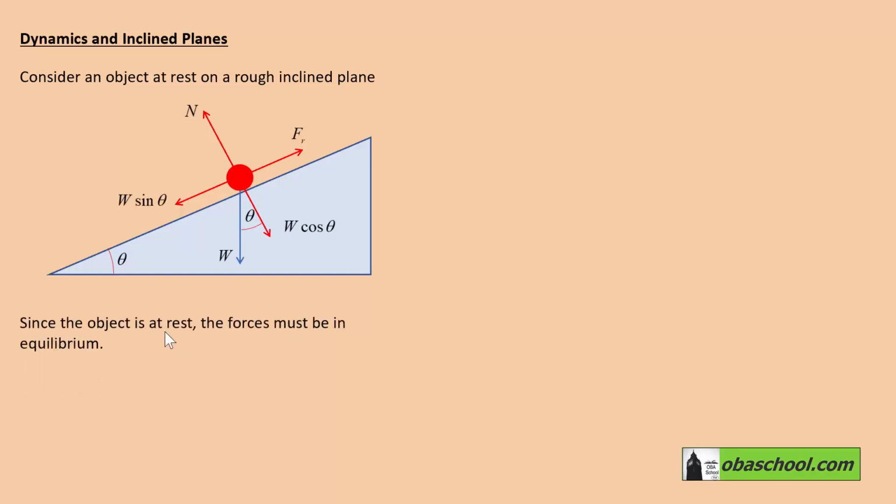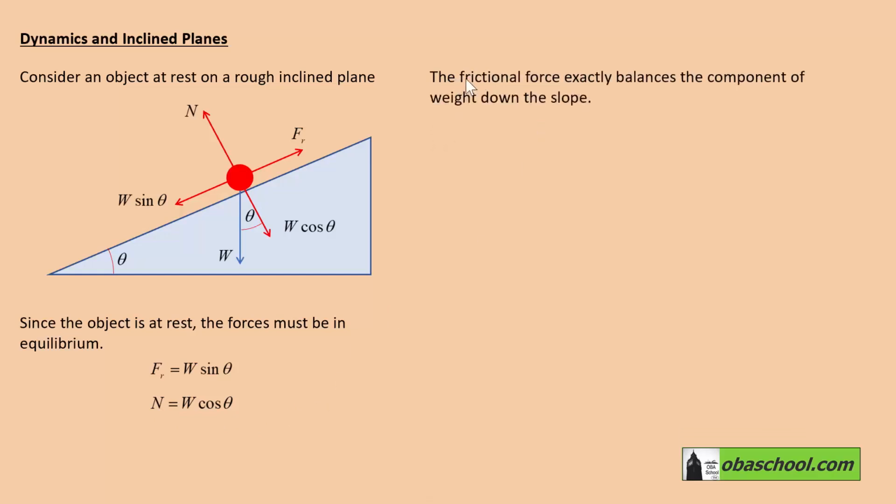Since the object is at rest, the forces must be in equilibrium. I mentioned if it's accelerating down the slope, we'll come back to that shortly. So the friction would be equal to W sin theta, and the normal reaction force would be equal to W cos theta. The frictional force exactly balances the component of weight down the slope.